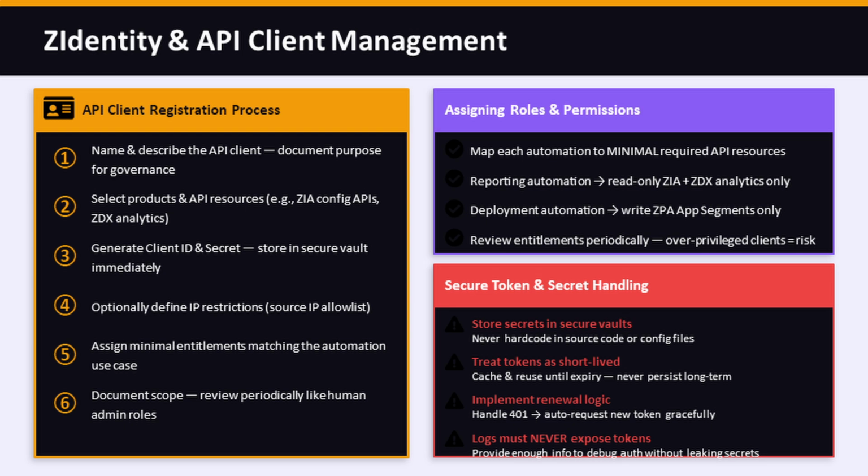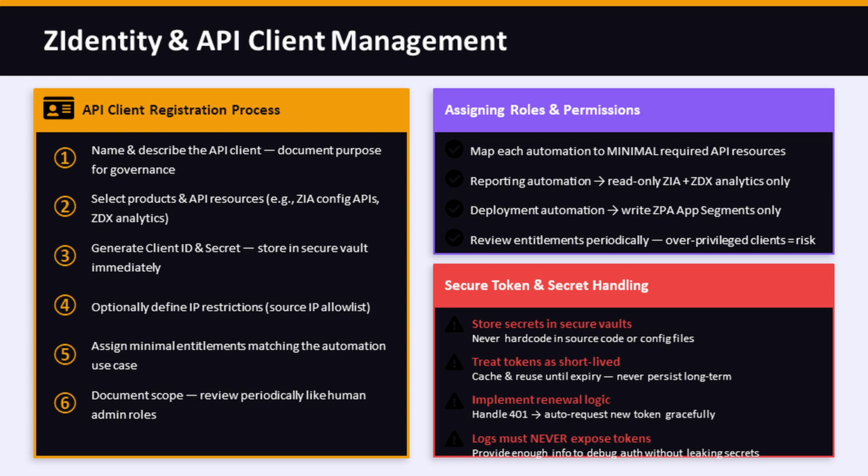Fourth, optionally define IP restrictions to limit where this client can authenticate from. Fifth, assign the minimum entitlements that match the automation use case. Sixth, document the scope and schedule periodic reviews, just like you review human administrator accounts.